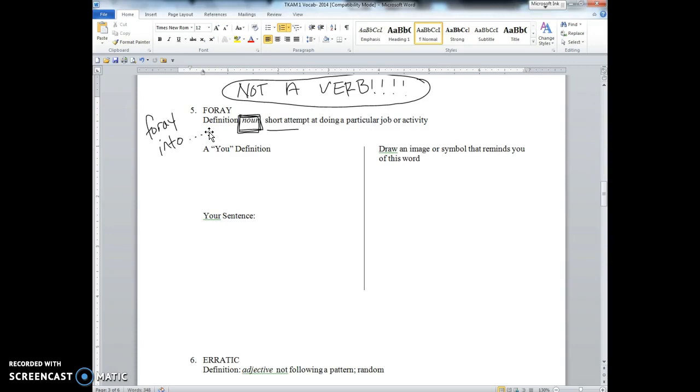Now typically foray is used with the word into. Foray into swimming or soccer, or foray into volunteering, and then they realize they hate people so they don't want to be around them. So you typically have a short attempt at something. It's oftentimes used with into. So foray into this, into that. It is not a verb. Someone does not foray. Someone has or did a brief foray. They can have a brief foray, but they don't foray themselves.